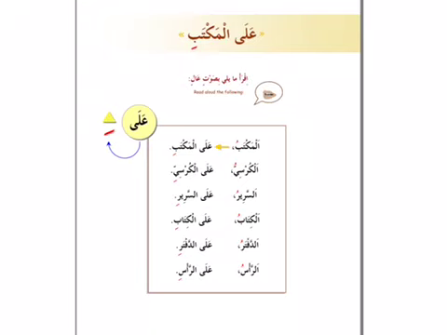Page 3 of the worksheets. Ala al-maktabi. Ala is also a preposition, just like fi. And we're going to do the same thing here. Listen as I read the examples with you. Al-maktabu. Ala al-maktabi. Al-kursiyu. Ala al-kursi. As-siriru. Ala as-siriri. Al-kitabu. Ala al-kitabi. Ad-daftaru. Ala ad-daftari. Ar-ra'su. Ala ar-ra'si.